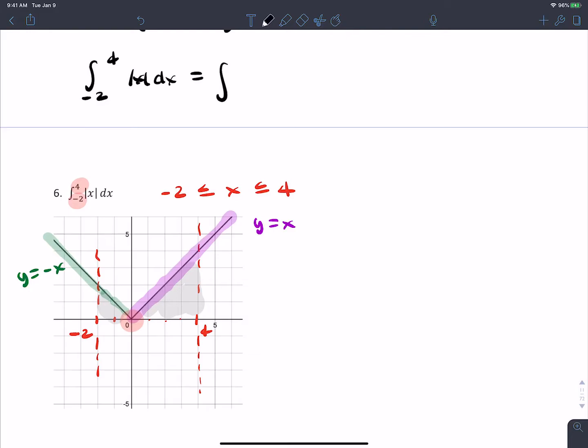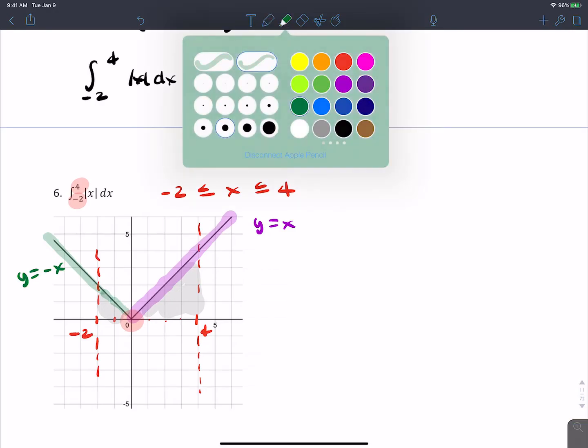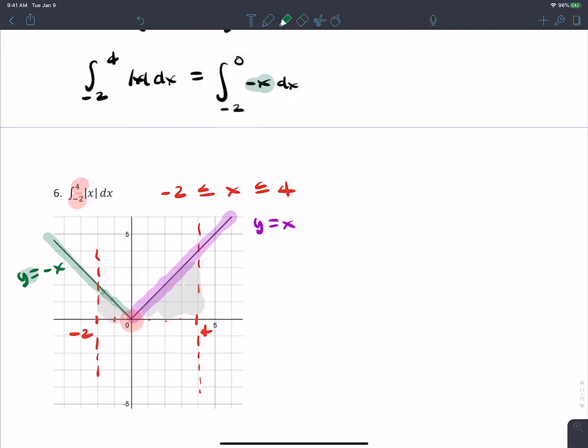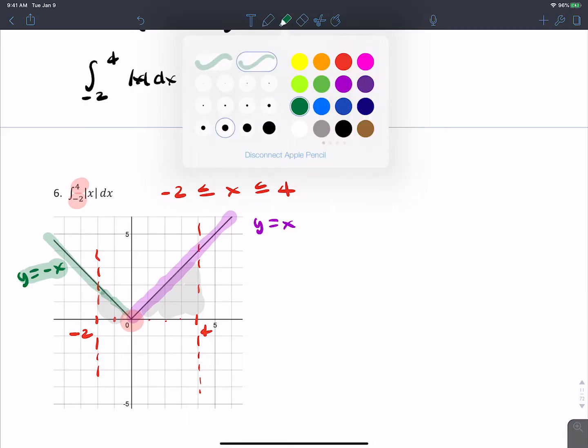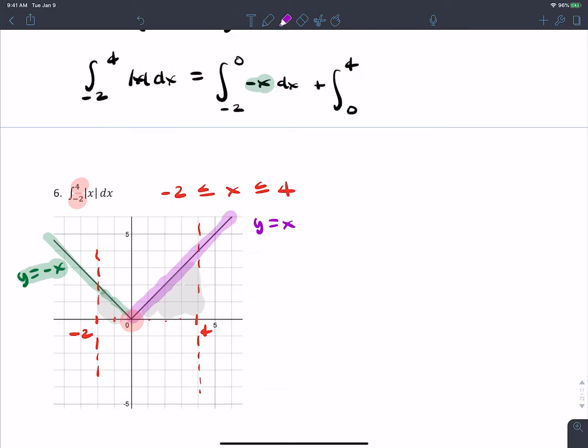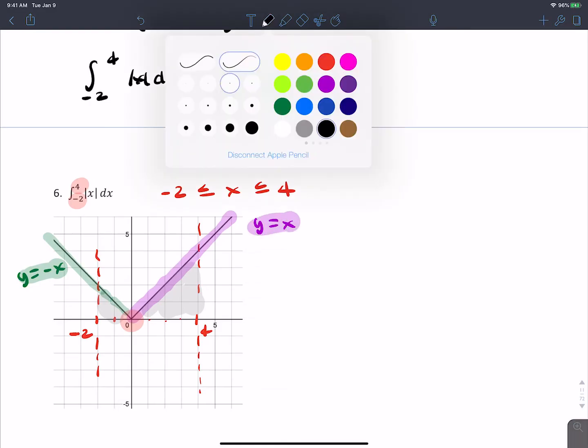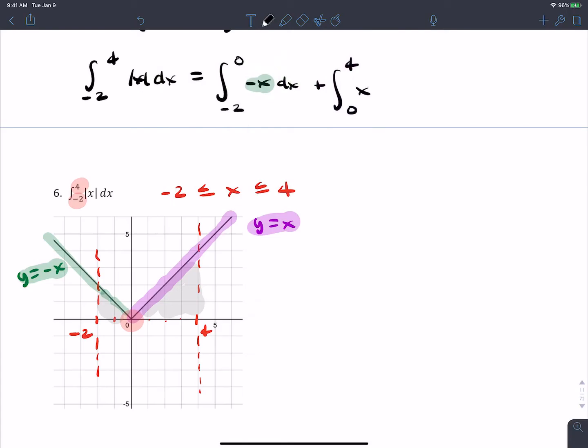You say, why? Well, from -2 up to 0, I have the green piece, which is what? -x. You guys see that there? It's the green piece. That's the left piece. Plus my integral from 0 now to 4. Now, what's the right piece in purple? See this? It's going to be what? x dx. That's the purple piece.